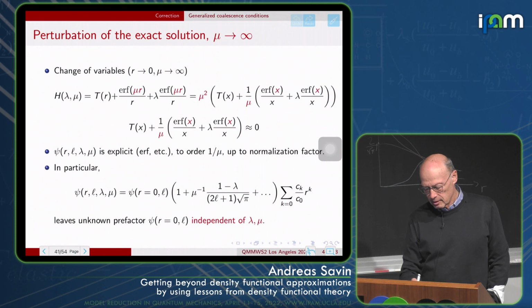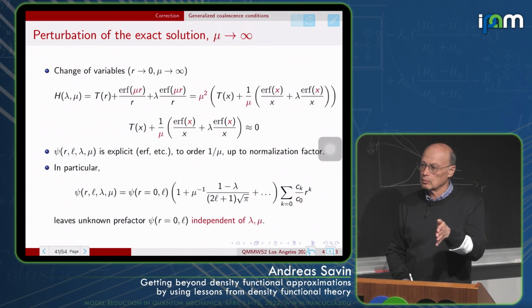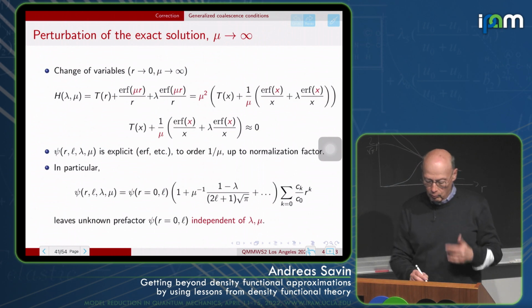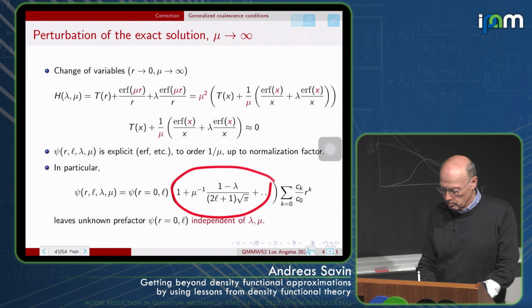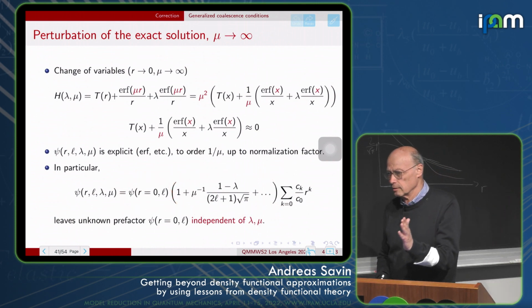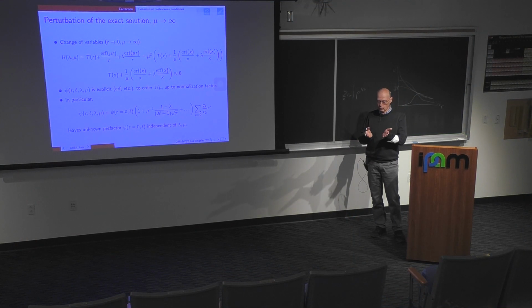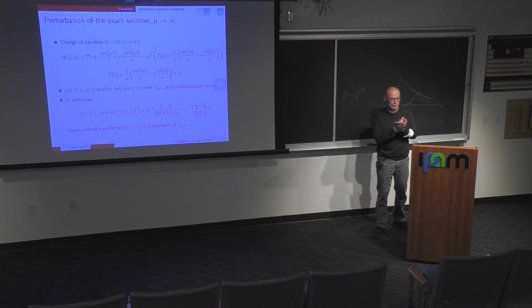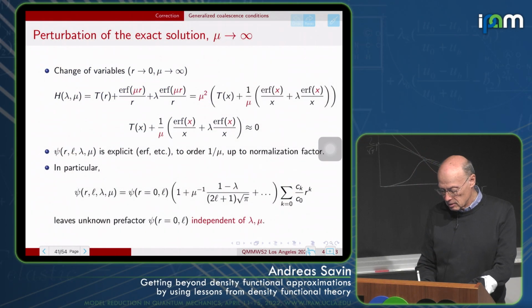So there is a trick here, how to do when mu goes to infinity, to see how the wave function behaves. And the behavior at the origin brings you an explicit mu and lambda dependence and a constant, a prefactor, which in fact is related to what people call the on-top pair density, which is a very important ingredient in density functional approximation when you square this. And it's this unknown prefactor.